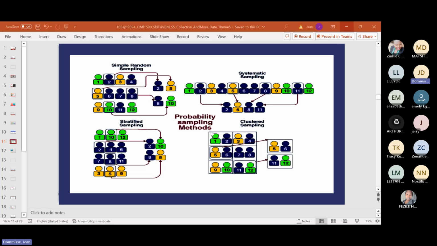Okay, so here is a slide with a diagram of possible ways of doing sampling, so that one can see simple random sampling, where just some people have been selected. Systematic sampling follows a process: here there's a second one, then three later, three later, three later. So you can see there are different ways of sampling.